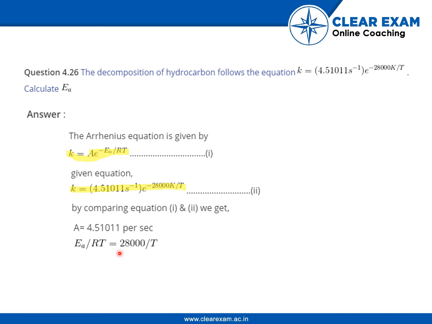Ea by RT is equal to this much. So activation energy is 28,000 into R. R has the value of 8.314 in its SI unit. So we will get the value of activation energy as 232.792 kJ per mole.